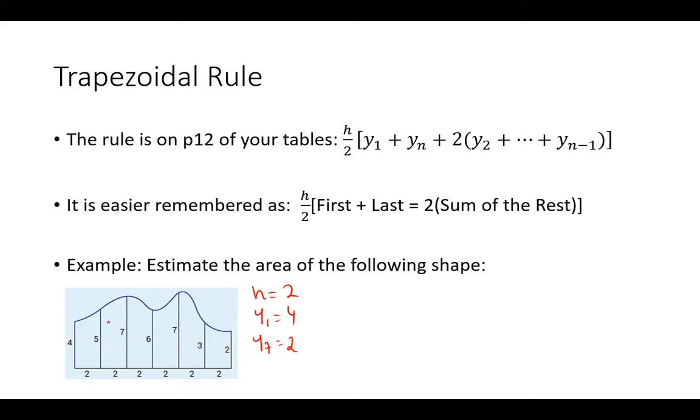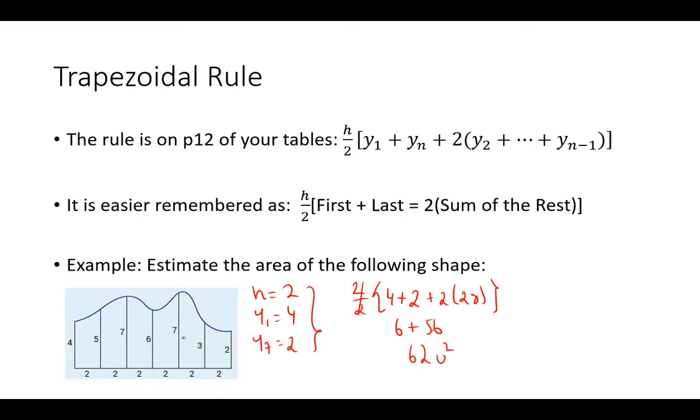All the other heights in between, y2, y3, y4, y5, y6, their sum will be multiplied by 2. So we take those into h over 2, which is 2 over 2, times the first 4 plus the last 2, plus 2 times all the rest of them added together. So 5 and 7 is 12, that's 18, that's 25, it's 28. Now 2 over 2 cancels. So we get 4 plus 2, that's 6, and 2 times 28 is 56. So the answer comes out as 62 units squared.